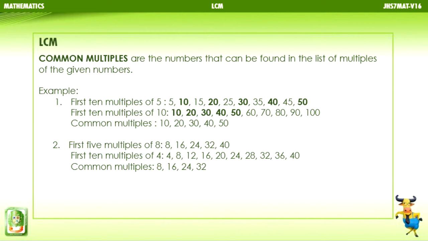2. First 5 multiples of 8 are 8, 16, 24, 32, 40. First 10 multiples of 4 are 4, 8, 12, 16, 20, 24, 28, 32, 36, 40. Their common multiples are 8, 16, 24, 32, and 40.